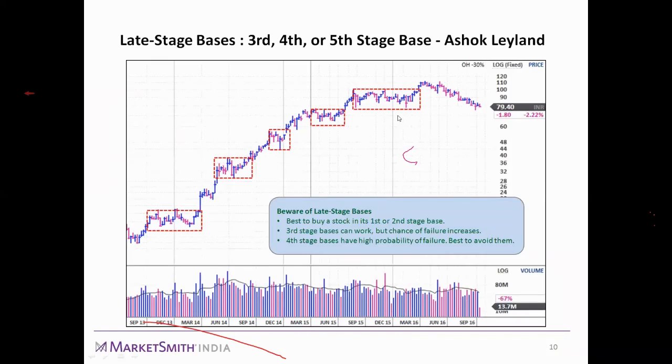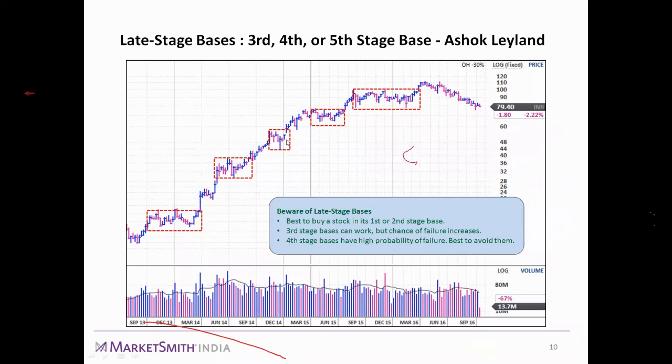This is a classic example of a late stage base, where after the third, fourth or fifth stage base, the stock has made a downtrend. And if you see here, these are some of the bases. These are late stage bases where after breaking out, the stock actually went on to make a downtrend. So the best time to buy any stock is when the stock is in the first or second stage, because normally these are the early periods of a rally, and if you buy in the first or second stage, you will be part of a big rally.